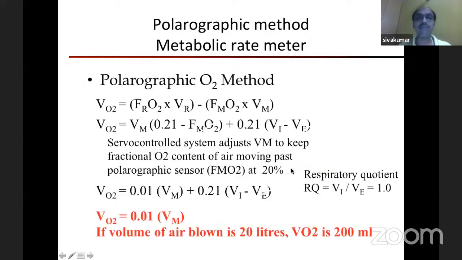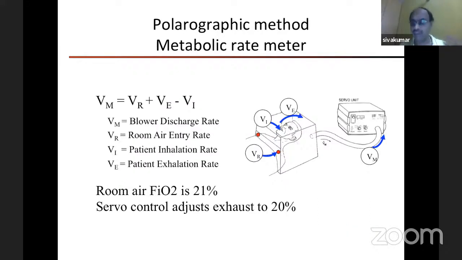It might look very complex, but finally, since we are adjusting the amount of oxygen in the air that is getting collected through a servo control to be exactly 20%, it is 0.21 minus 0.20. So this will come to 0.01 of the entire amount of air that is sucked by the machine. So if the machine has sucked in a given time 20 liters, then 0.01 of 20 liters, 200 ml, is the VO2. So while the equipment looks complex, the information is very simple.